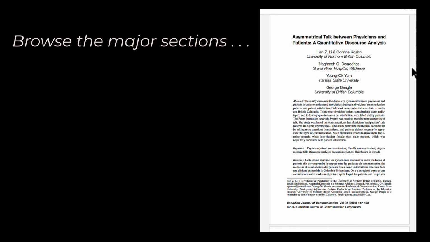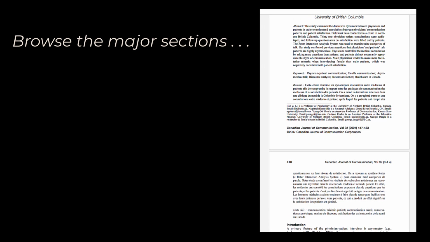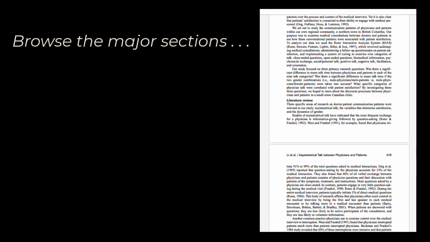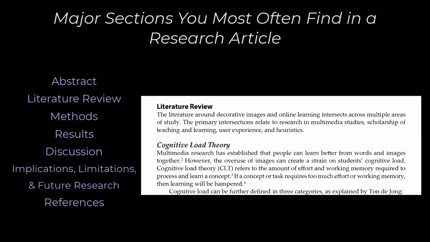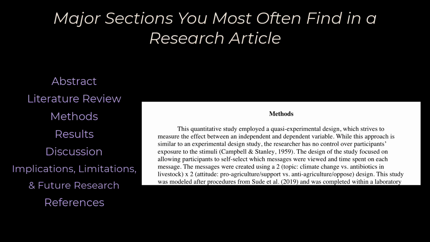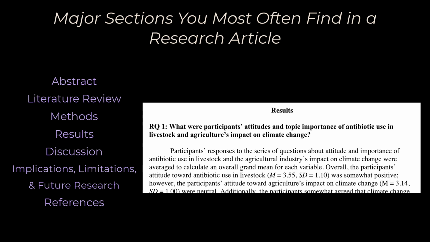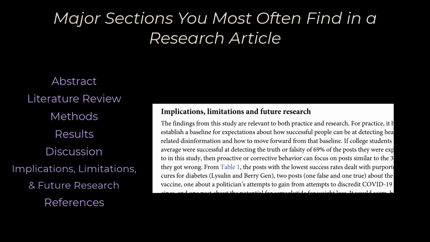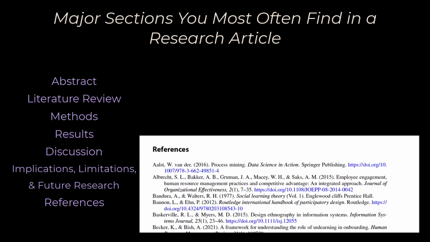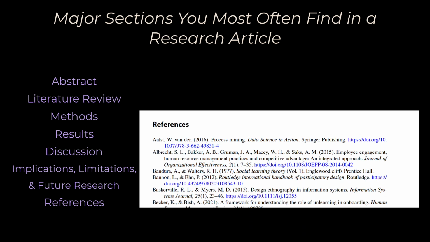Once you have an article open, you can browse the major sections to confirm if you actually have a research article. The major sections you most often find in a research article include the abstract, a literature review, a methods section, a results section, a discussion, and often there will be a section that covers implications, limitations, and future research, but it may not have all 3 of those, and it will always have a references section.